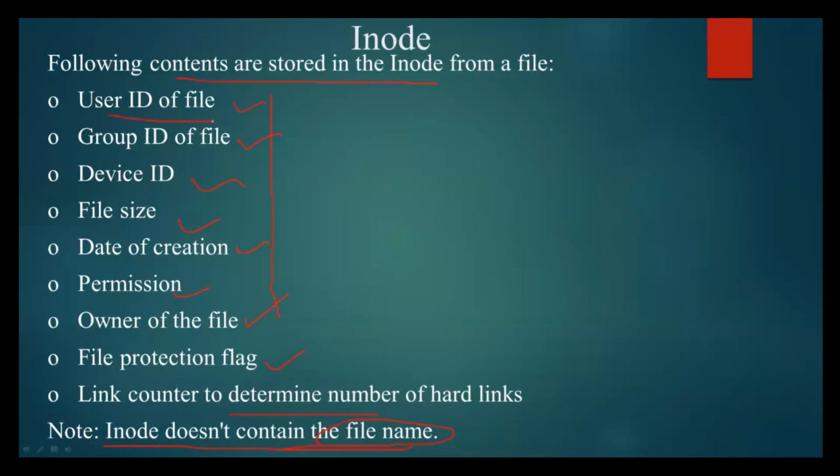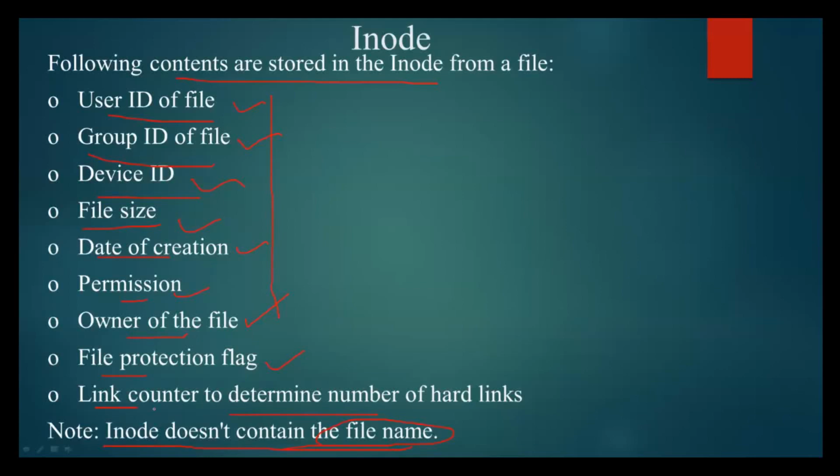These are the 10 parameters that are available. It consists of user ID, group ID, device ID, size of the file, date of creation, permission, owner of the file, and whether the protection is available or not. The file protection flag is 1 or 0: 1 means protection is enabled, 0 means disabled. By default it will be in enabled mode only.